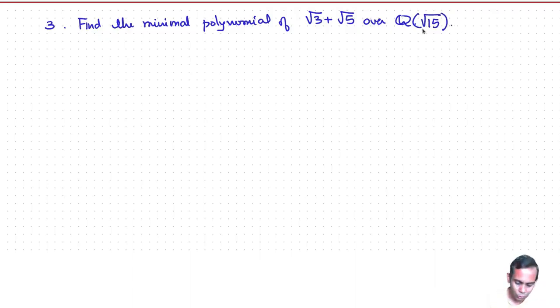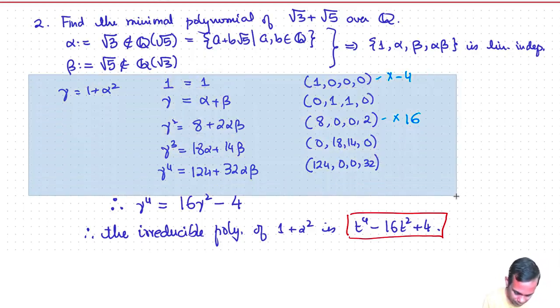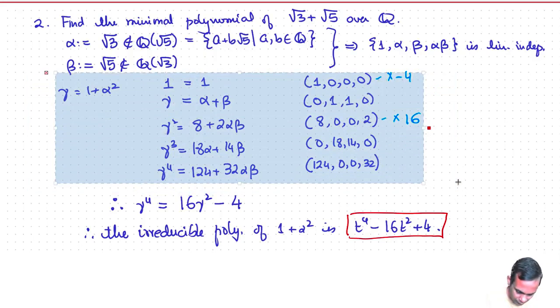So alpha beta is no longer linearly independent of 1, alpha and beta, because alpha beta is already in the field. So alpha beta is a scalar. Okay, so what we do is we go back to the previous problem and we look at these powers, but now alpha beta is over here. So let me just copy this whole thing and bring it over to the next slide page.